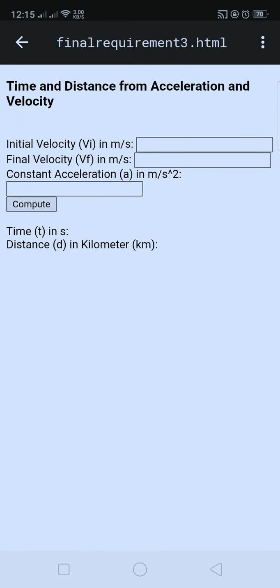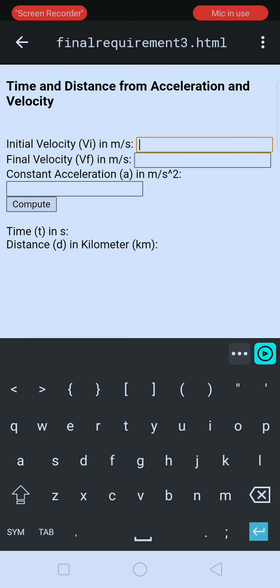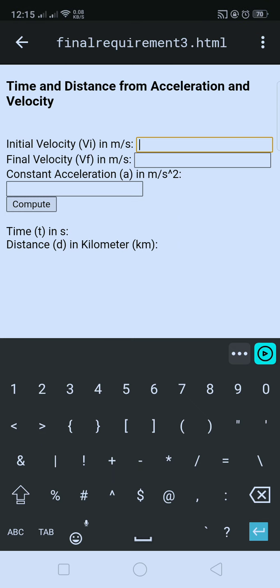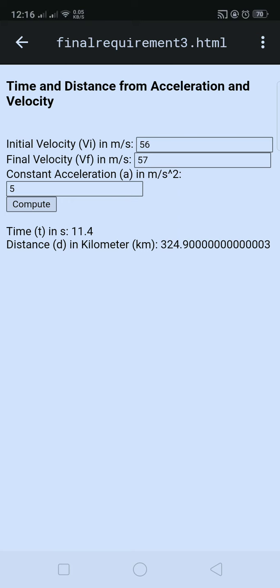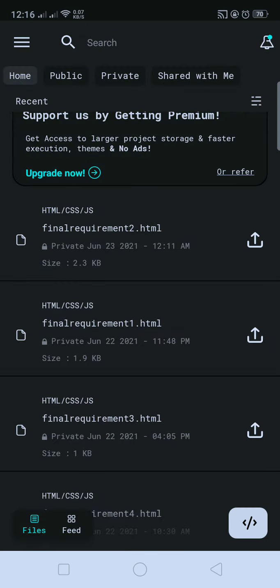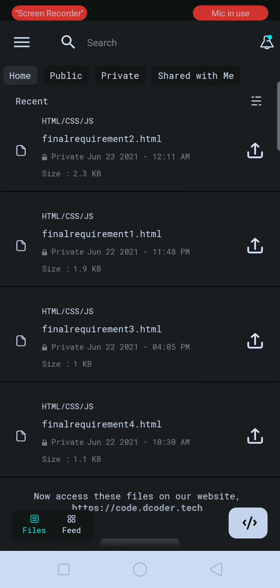Initial velocity vi, sample is 56. Then final velocity is 57. Then constant acceleration is 5. Then time in s is equal to 11.4. Then distance d in kilometer is 324.9000003 or 324.90. Then next, the final requirements 4.